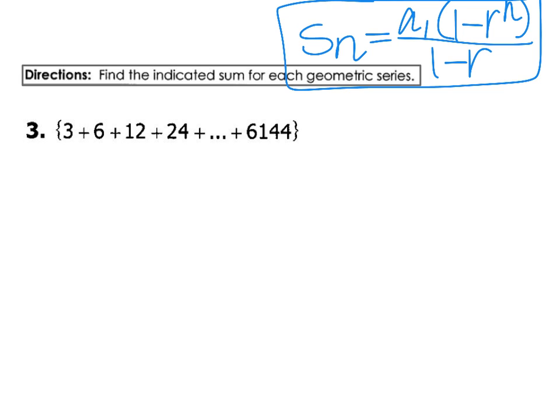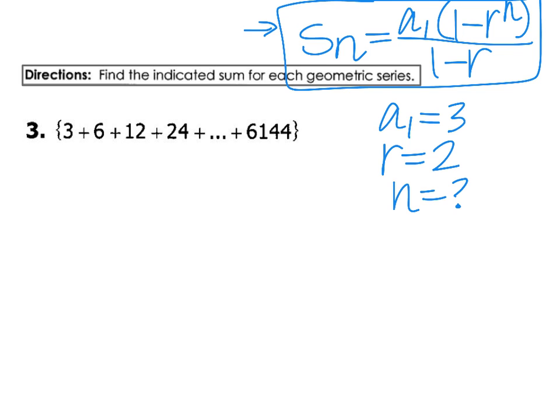Alright, number 3. We've got a geometric series here. We're adding up our terms together. We know that our first term is 3. We know that our common ratio is 2 because we're multiplying by 2 to get the next term. Now, we do not know what our n is, and we need to know what n is before we can use this formula.